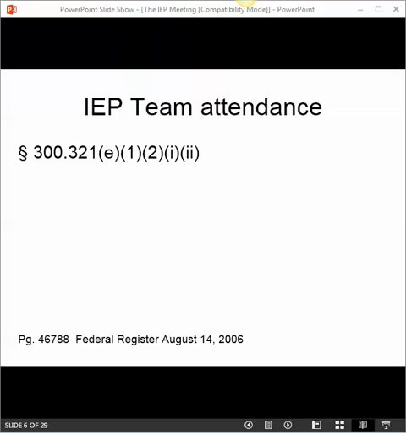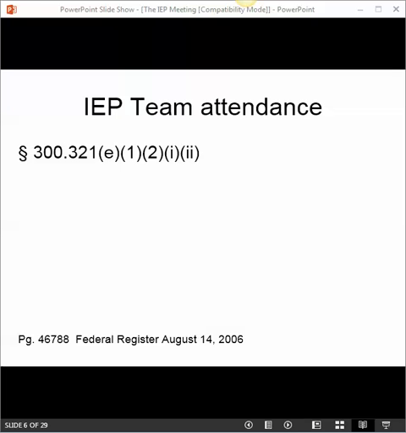A member of the IEP team described in paragraph E1 of this section may be excused from attending an IEP team meeting in whole or in part when the meeting does involve a modification to or discussion of the member's area of the curriculum or related services, if the parent in writing and the public agency consent to the excusal, and if the member submits in writing to the parent and the IEP team input into the development of the IEP prior to the meeting.